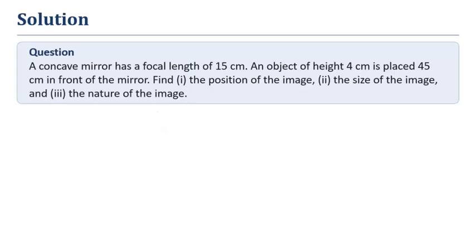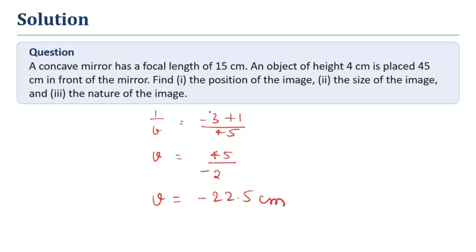So we get 1 upon v is equal to minus 3 plus 1 divided by 45. We need to take the reciprocal because we need to find the v value. So that must be equal to 45 divided by minus 2, so we have v is equal to minus 22.5 centimeter. Now here we have a negative sign, that means the image is in front of the mirror, at a distance of 22.5 centimeter.